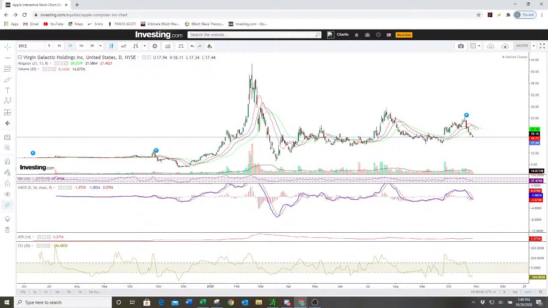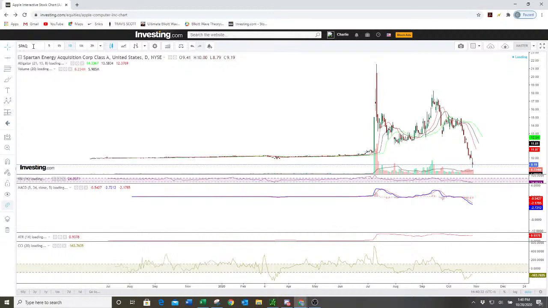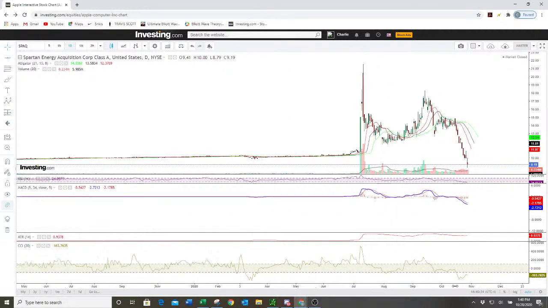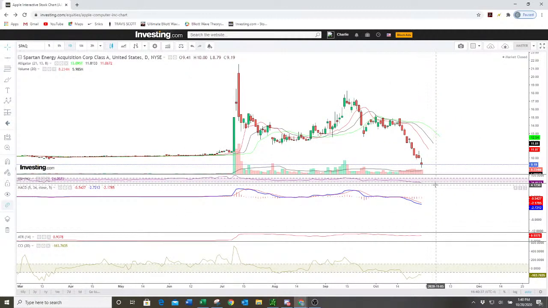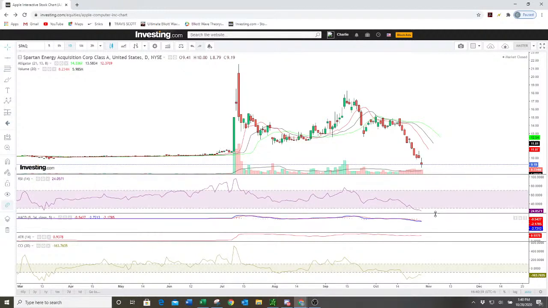Okay, last one, SPAC. I know somebody had asked me about that before. There's not a lot to see here. Again, just like the other tickers, you need to wait for it to find some support. You need a sign of buying. Look at all these red days. This is all bad.